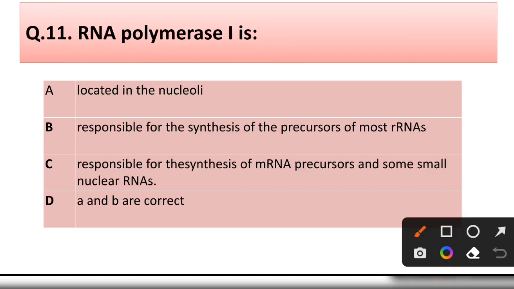Question number 11. RNA polymerase 1 is located in the nucleus, responsible for synthesis of the precursor of most rRNA, responsible for the synthesis of mRNA precursor and some small nuclear RNA. A and B are correct. Answer is option D, A and B are correct.